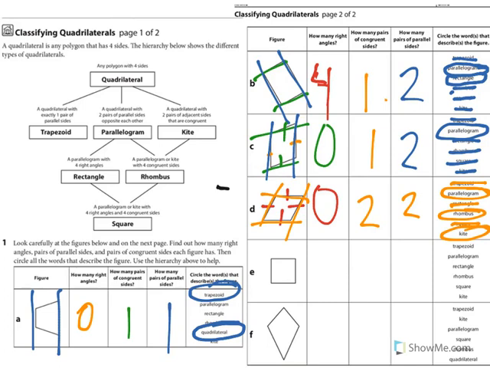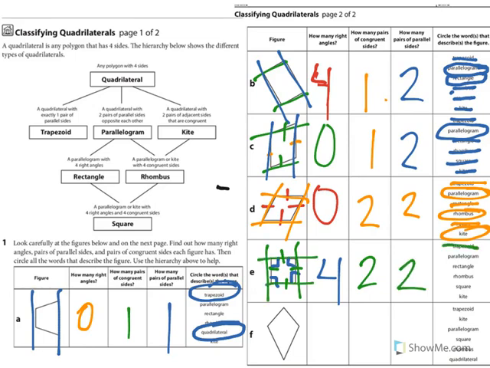Let's take a look at E. Does E have any right angles? Yes, indeed it does. It in fact has 4 of them. How many pairs of congruent sides? Well, it looks like they're all equal to me, so 2 pairs of congruent sides. How many sets of parallel sides? 1, 2, 3, 4, so 2 sets of parallel sides.